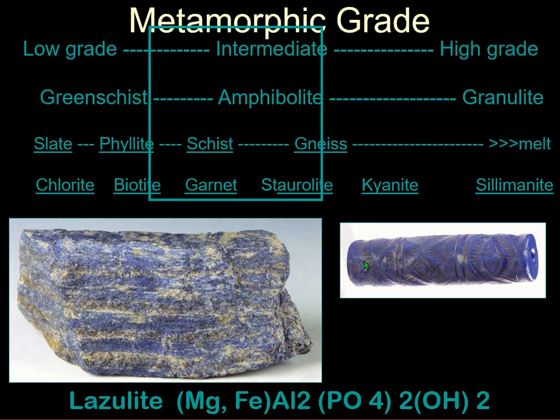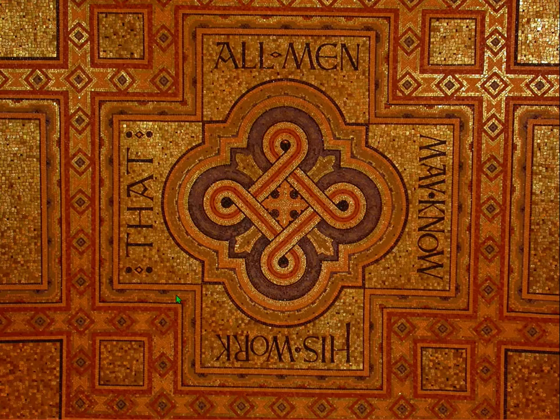And of course we have lapis lazuli, very blue, intermediate. It's very closely related to marble. The white is in fact calcite. So it's the same sort of metamorphic thing. And that's the end of the lecture.